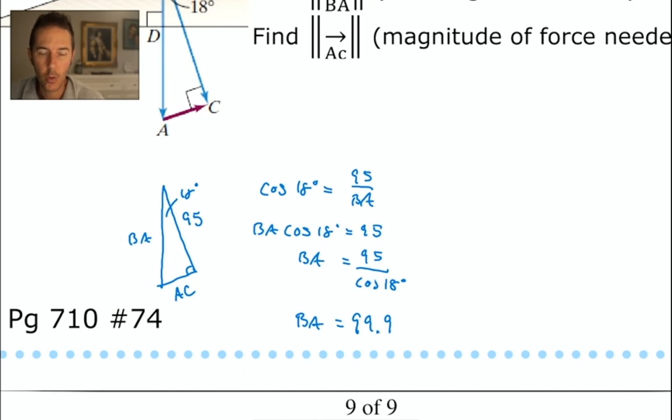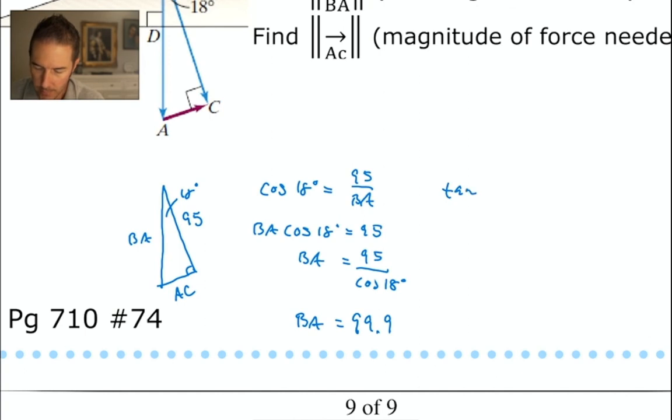Absolutely. Or, since we know the measure of the 95, which I'm assuming is pounds of force, and we're looking for AC, we could use the tangent function, which is opposite over adjacent. I like that because the 95 is an exact value, and the 99.9 is a rounded value. So I think I'm going to use the tangent function. Let's take it from the top.